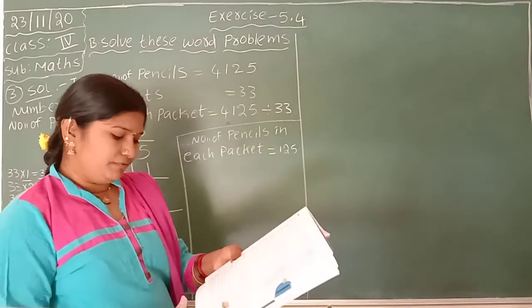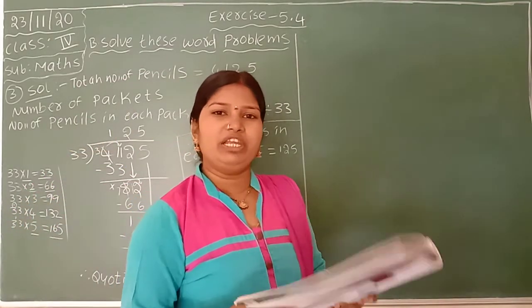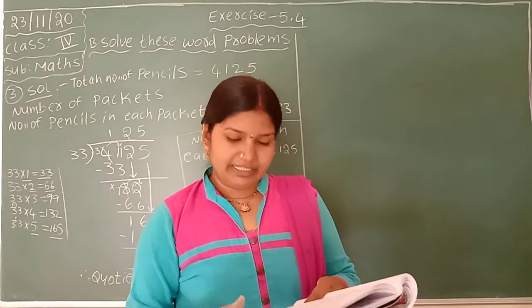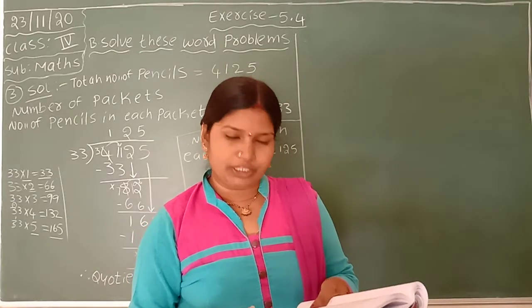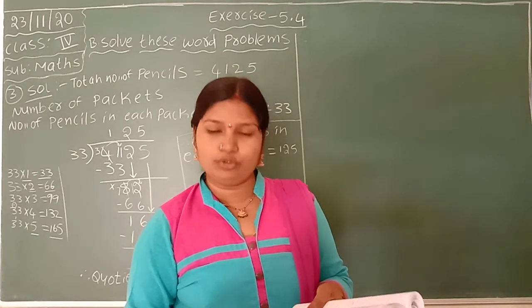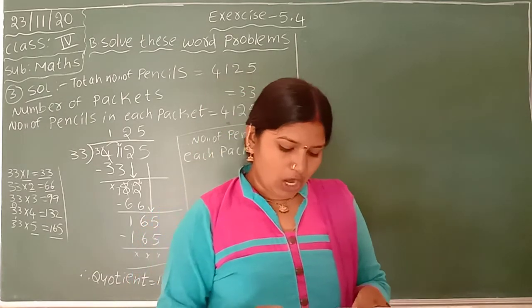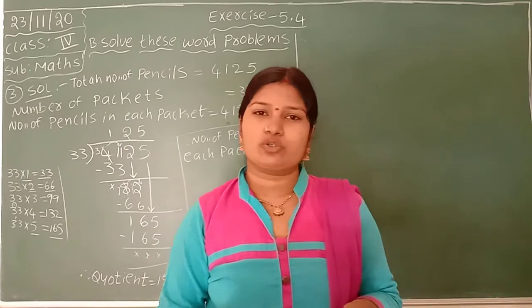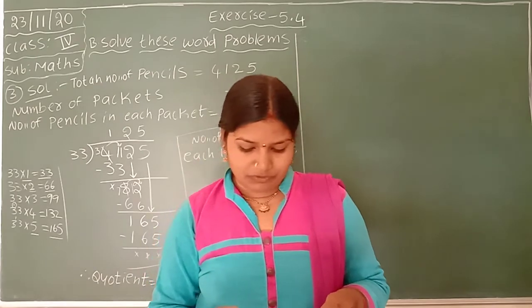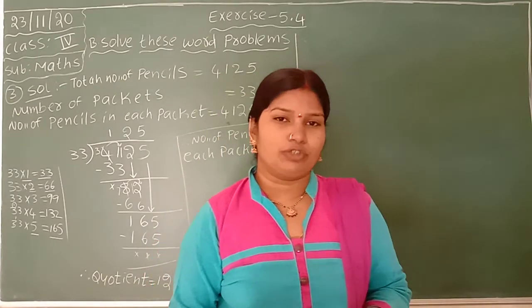Same like this. Next, the fourth question. Everyone see your textbooks. I am reading the question. There are 10,140 flags. If equal number of flags are given to 45 schools, how many flags will each school get? How many flags will be left out? This one is the same as the second question.